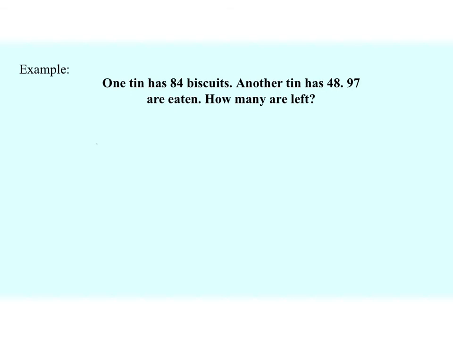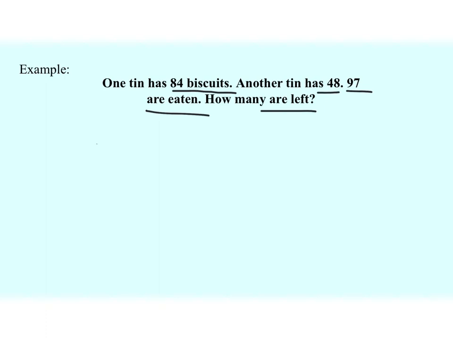One tin has 84 biscuits. Now I consider that amount to be important. Another tin has 48. 97 are eaten. How many are left? So that is what I consider to be the important information that I have underlined, so I can just look at them and focus on them when I'm working out the problem.